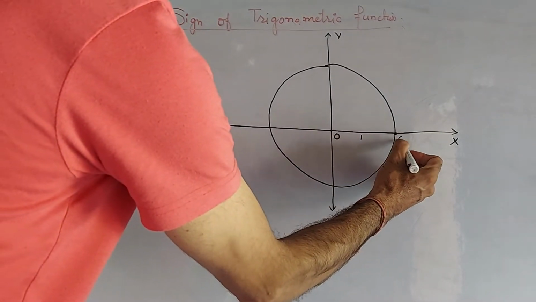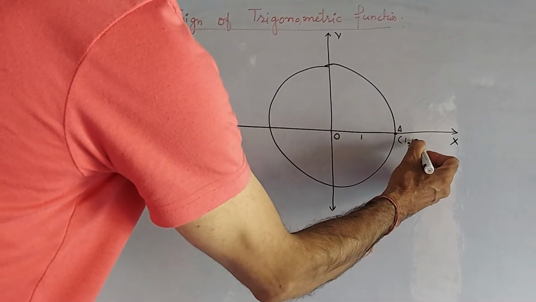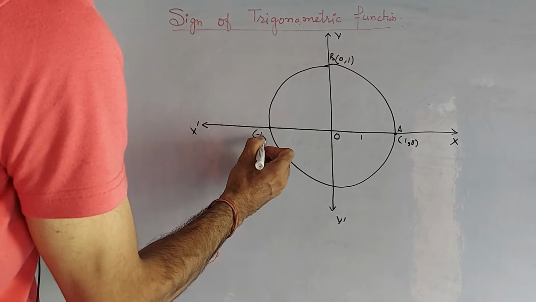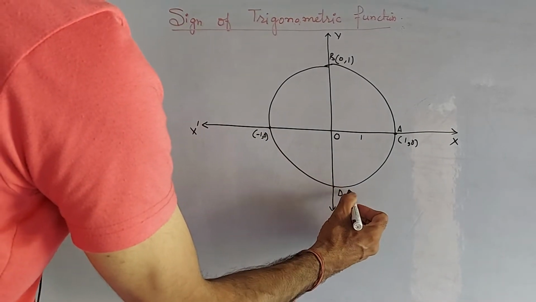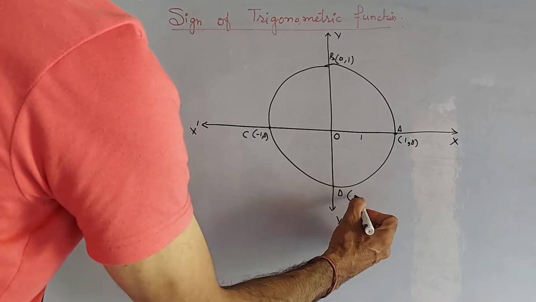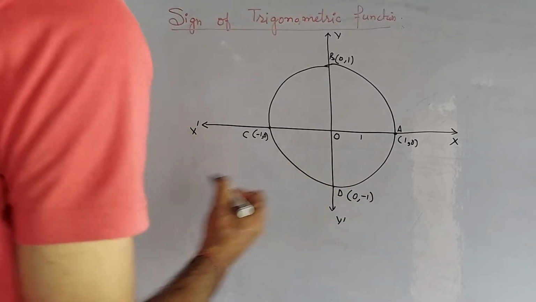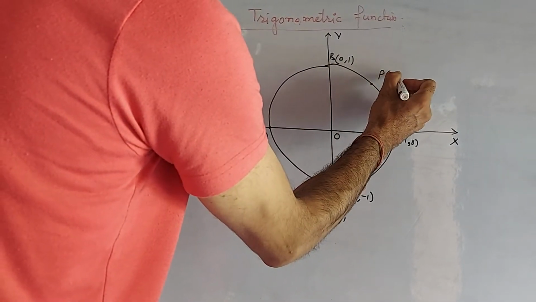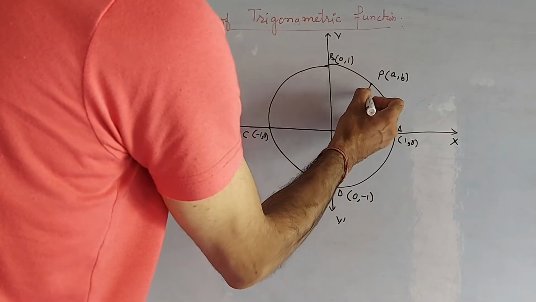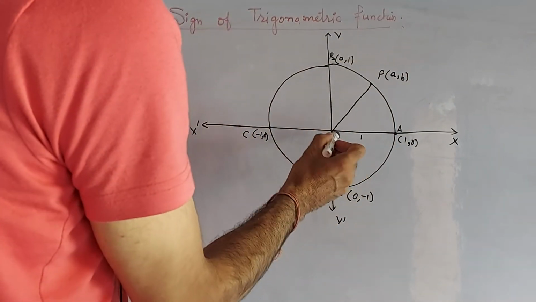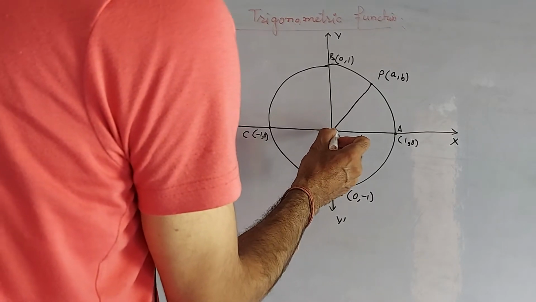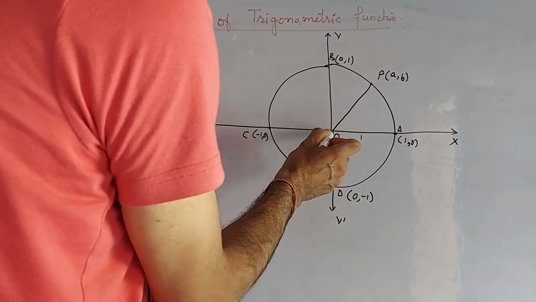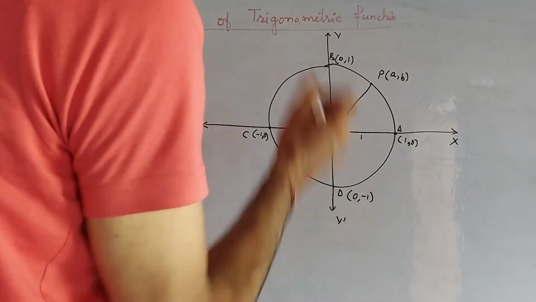So the coordinates of these points are A (1, 0), B (0, 1), C (-1, 0), and D (0, -1). Now suppose there is a point P on the circle whose coordinates are (a, b). We know that the values of x towards this side are positive and towards this side are negative. The values of the y coordinate are positive here and negative here.